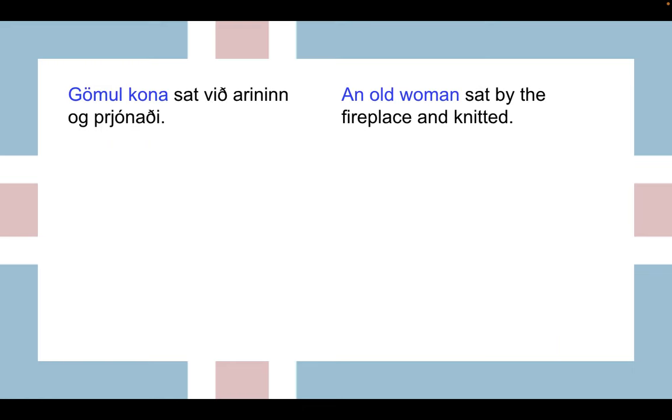Here's an example using an adjective, because if you remember, I said that adjectives also need to change forms depending on the role in the sentence, or in this case, the noun that they are modifying. So, gömul kona sat við arinin og prjónaði. That means an old woman sat by the fireplace and knitted. So the old woman is the subject of the sentence, so we need to use a nominative form for old, which is gömul, along with a nominative noun, which is kona.